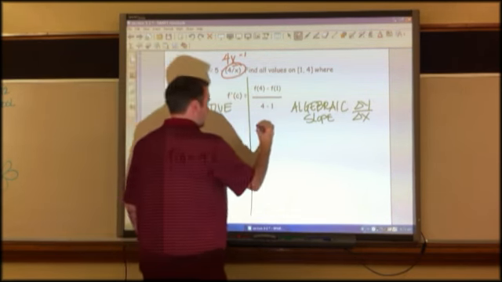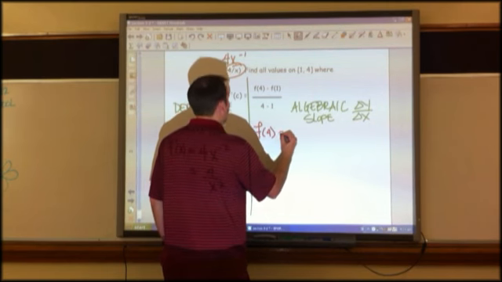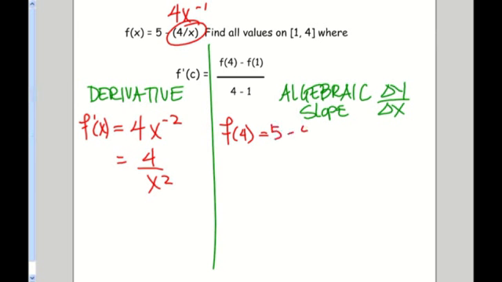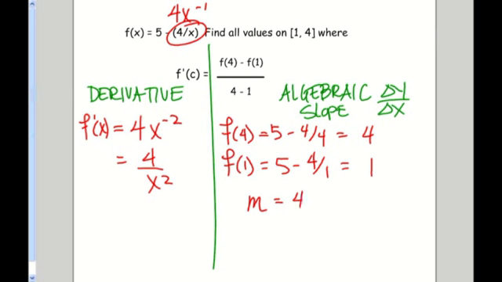Over here, I've got an actual slope that I'm finding, right? So f of 4 is 5 minus 4 over 4, which is 4. And f of 1 is 5 minus 4 over 1, which is 1. So for this slope, I've got 4 minus 1 over 4 minus 1, which just gives me 1. Well then, our connection here is that those two things need to be equal.